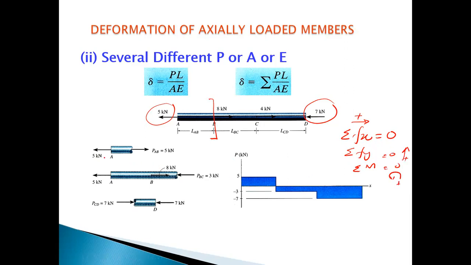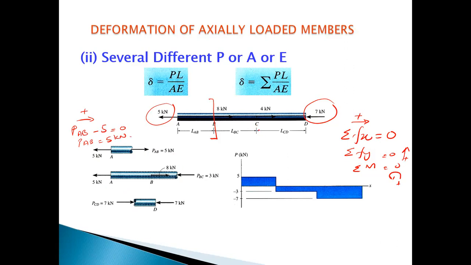Here we have 5 kilonewton in this direction, and our PAB is acting in this direction. If we apply this in the summation of forces, we assume this direction positive. So PAB minus 5 is equal to 0. Then PAB will be equal to 5 kilonewton, as per our assumption.